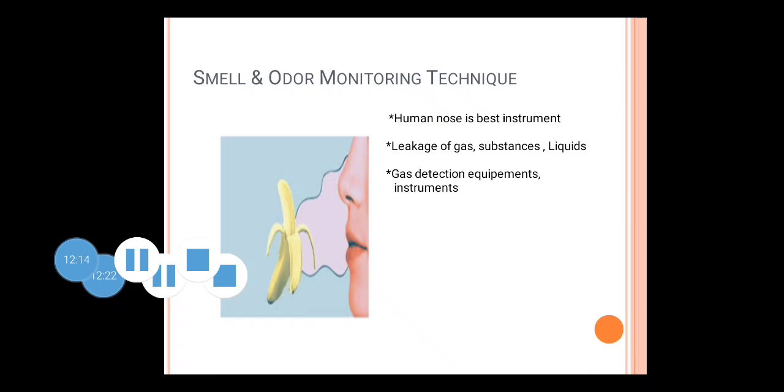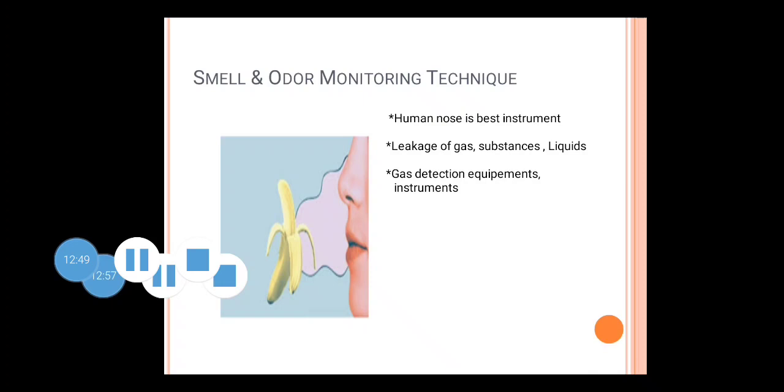With the help of the human nose, we can identify the smell. What happens in the industry is that there may be chances of leakages because of high pressure, or due to cracks in the system. Leakage of gases, water content, or chemical content may exist, which can affect humans. So to avoid that, some monitoring methods are to be used.